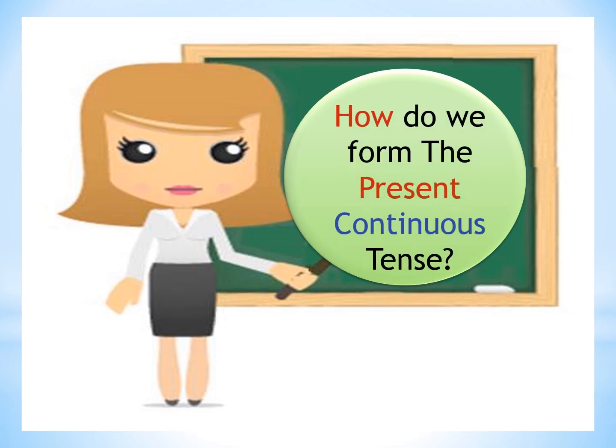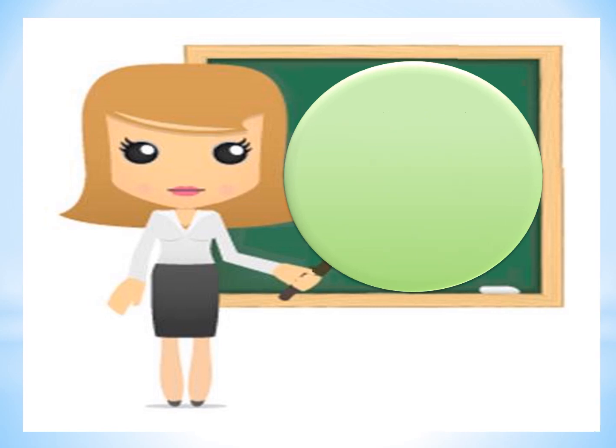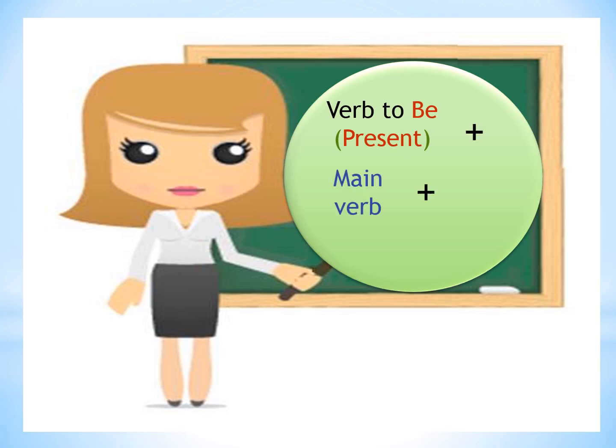Let's have a look at our present continuous tense. How do we form the present continuous tense? The present continuous tense consists of verb to be in the present, which is am, is, are, plus the main verb plus ing. The main verb and the ing combined together form something called the present participle.